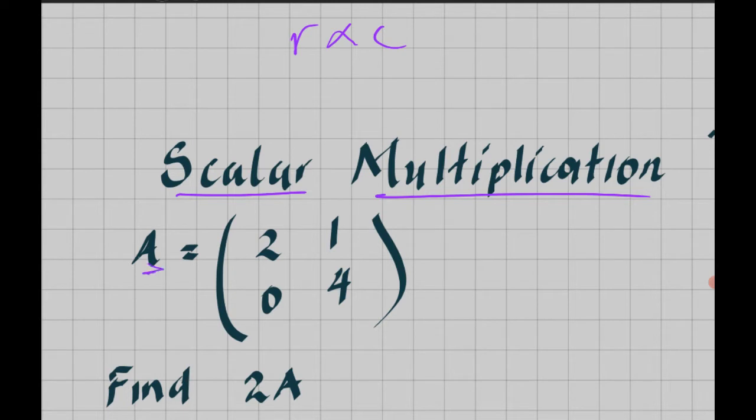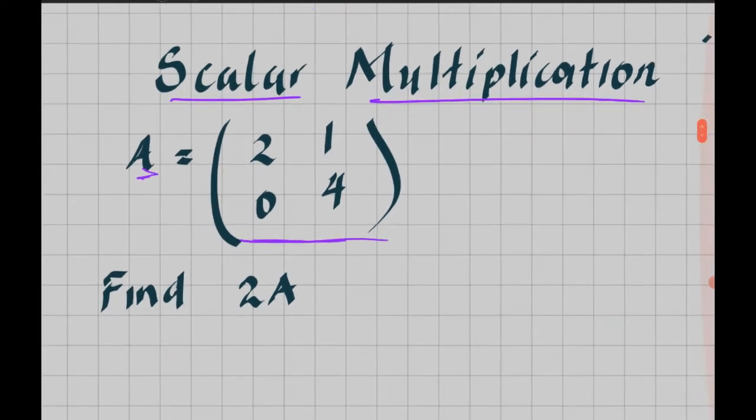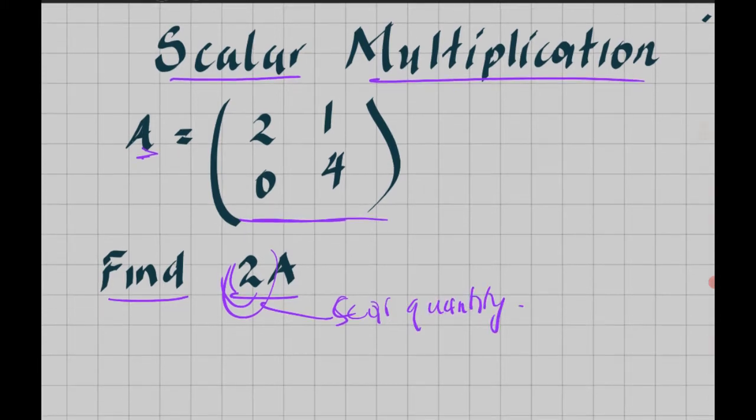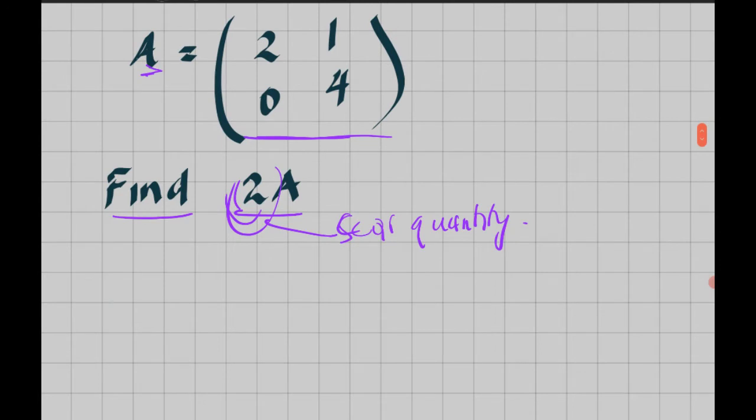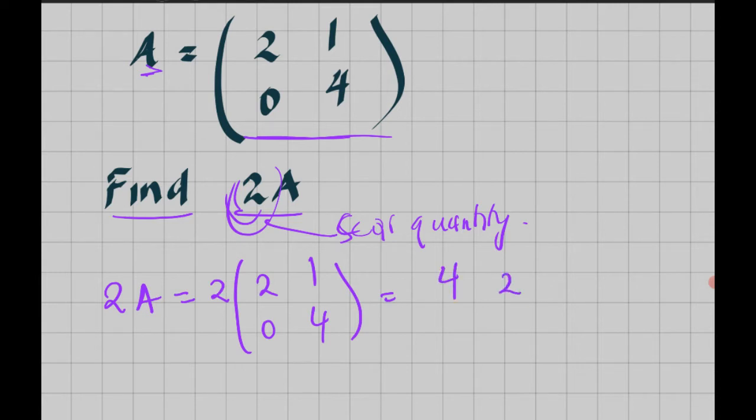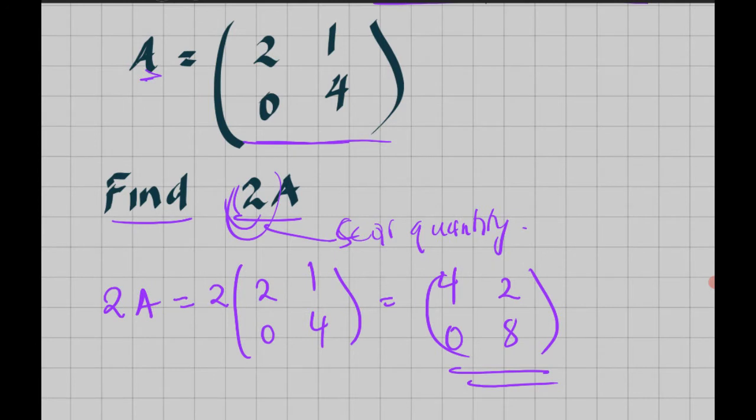For example, we've got matrix A here, which is this, and we are told to find the value of 2A. So the 2 is our scalar quantity. It multiplies every number that is in the matrix. So we say 2A is equal to 2 by the matrix A, which is this. So it's 2 by 2 is equal to 4, 2 by 1 is equal to 2, 2 by 0 is 0, 2 by 4 is equal to 8. So this then becomes our scalar multiple.